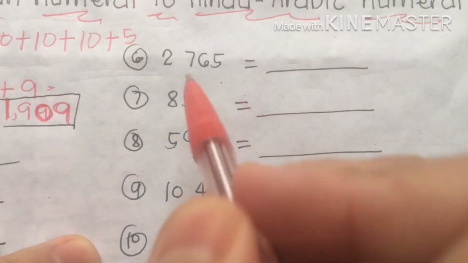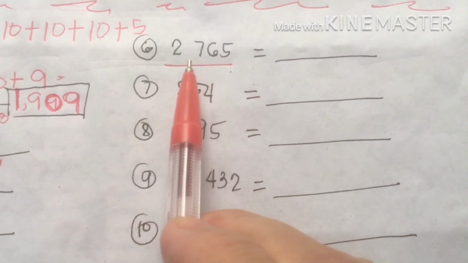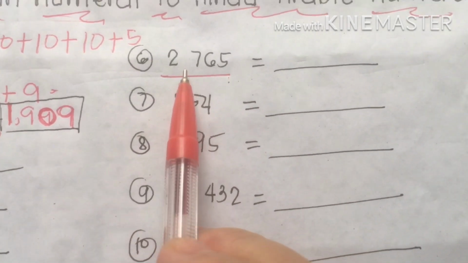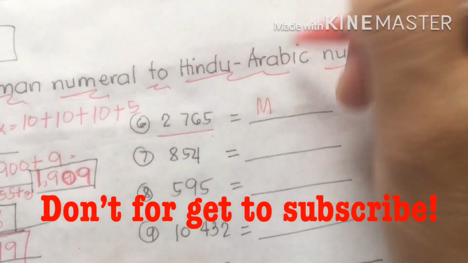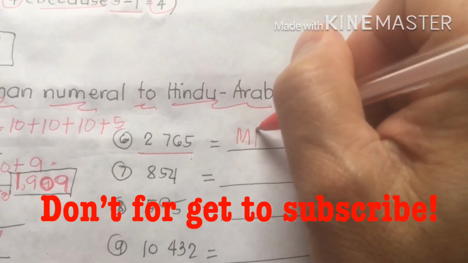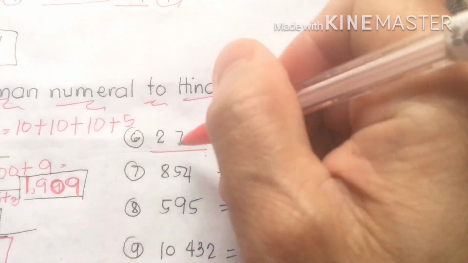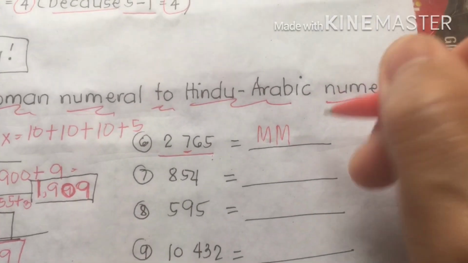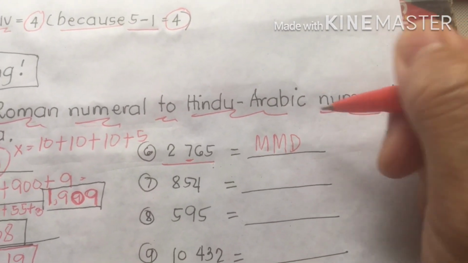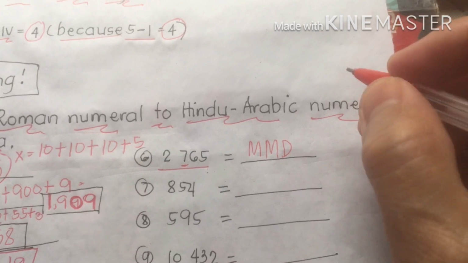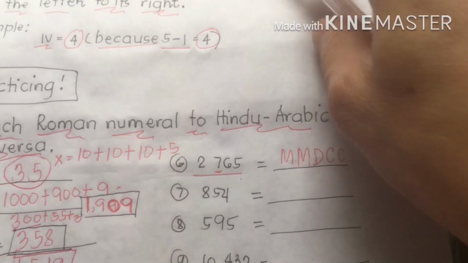So we have first, our given is 2,765. So this is 2,000. So M is 1,000. So we're going to write, okay, Roman numeral double M, that stands for 2,000. Okay, next is 700. So we have D, this stands for 500. Then for 200, we are going to write double C, or letter C.